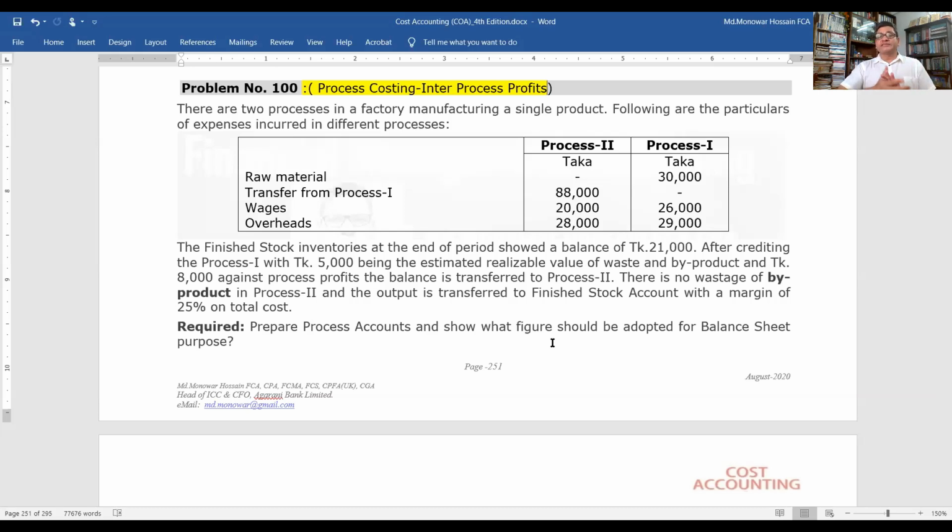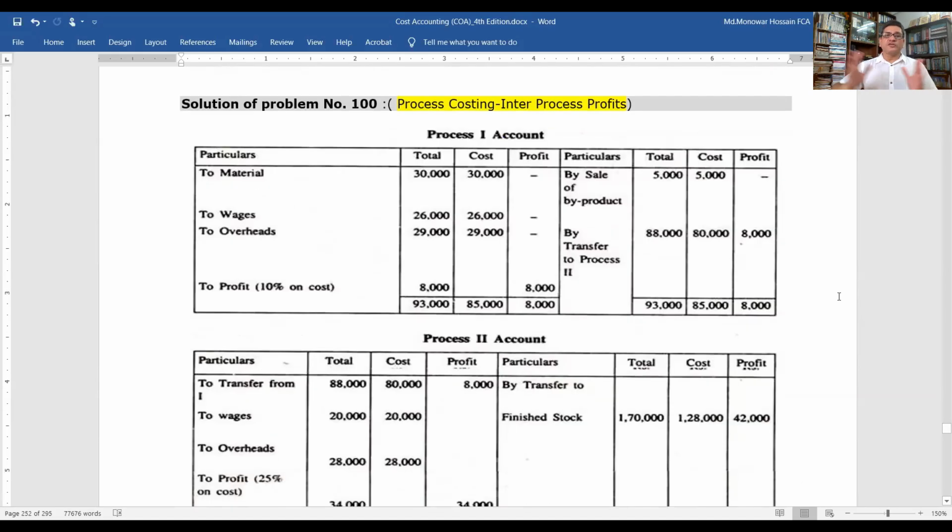There is no wastage or byproduct in process 2, and the outward transfer to the finished stock account is at a margin of 25% of total cost. So we have to prepare the process accounts with the adapted balance sheet purpose figures. Process 1: material 30,000, wages 26,000 and overhead 29,000. Credit side, by the sale of byproduct we get 5,000, and by the transfer to process 2, 88,000 total cost.